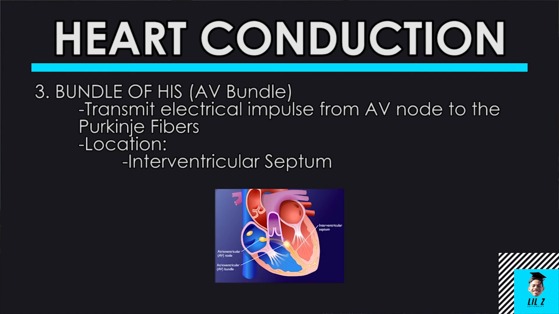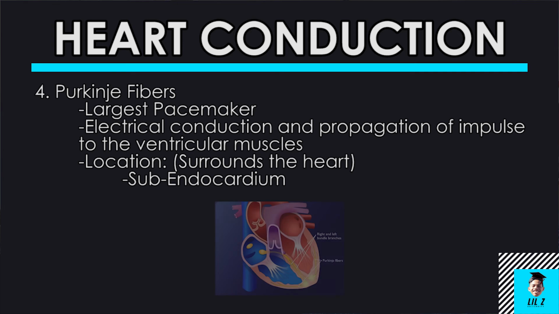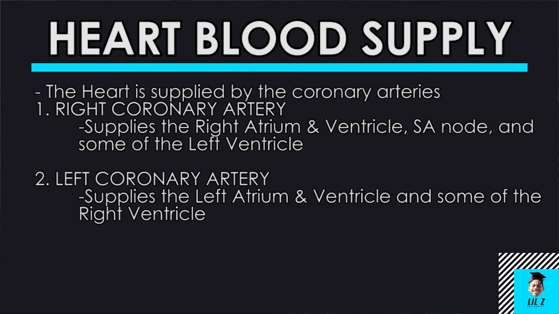Third is the bundle of His, which regulates the heartbeat and is located in the interventricular septum. And fourth is the Purkinje fibers that surround the heart and are known as the largest pacemaker. And the blood supply of the heart is generally supplied by the coronary arteries, the right and the left. The right coronary artery supplies the right atrium and ventricle, SA node, and some of the left ventricle. And the left coronary artery supplies the left atrium and ventricle.